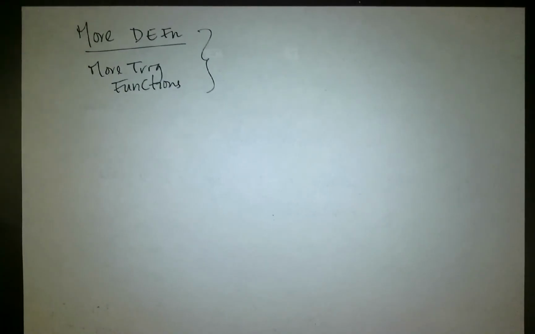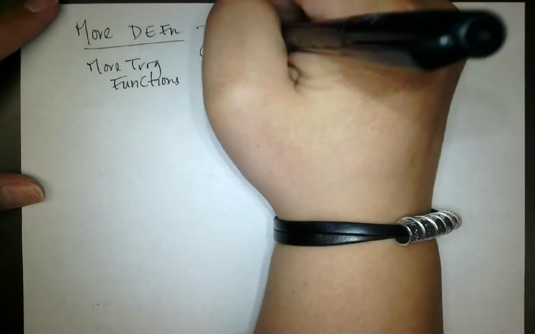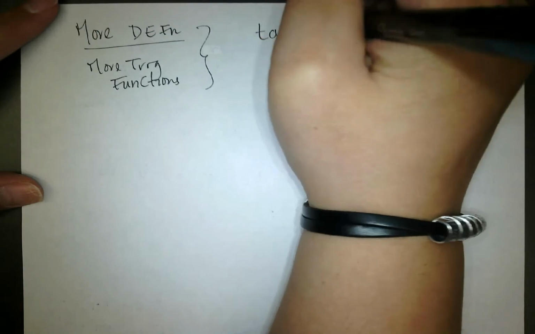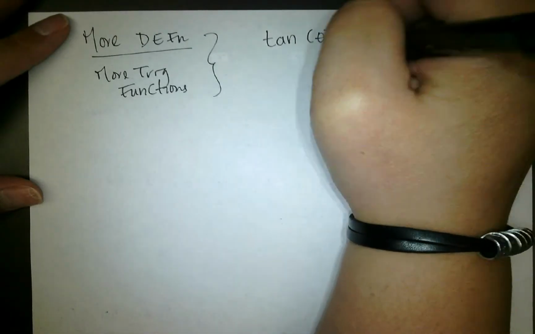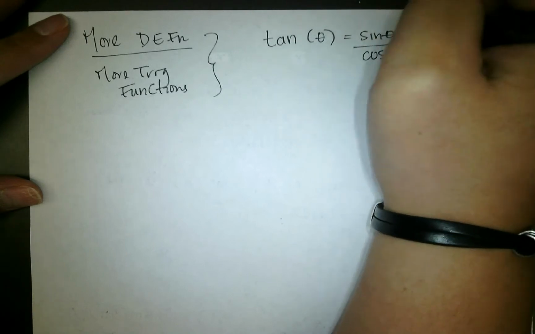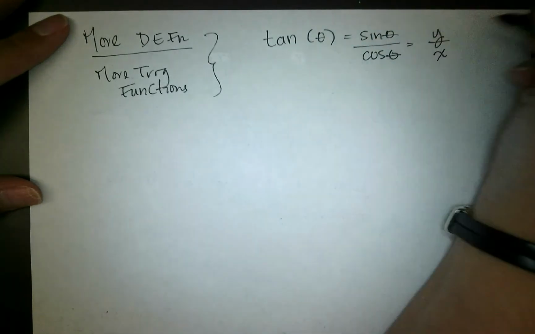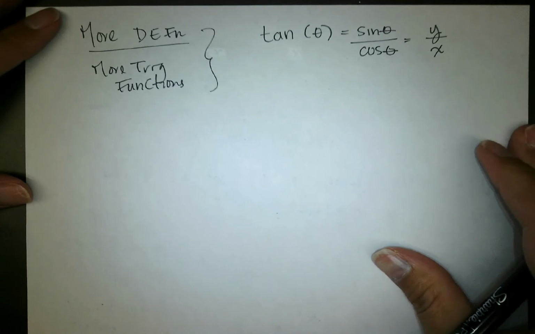Alright, so here's the rest of the trig functions, because I'm going to give them all to you, and then we're going to just do a bunch of examples. Alright, tangent of theta equals sine of theta over cosine of theta. So that's the y value over the x value.